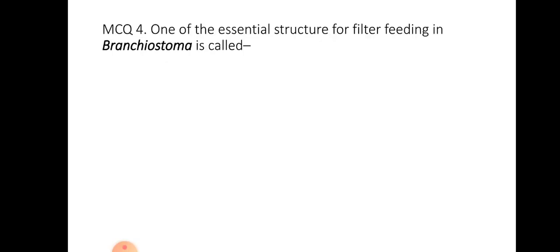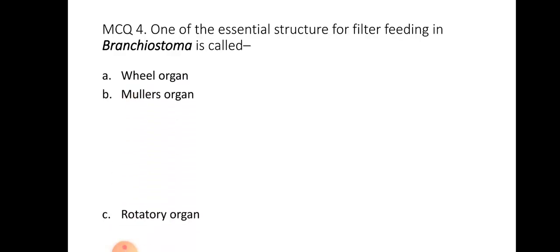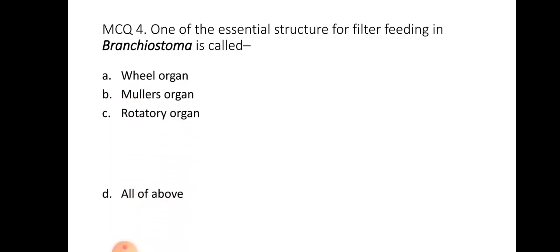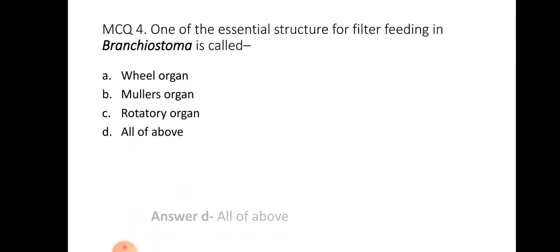One of the essential structures for filter feeding in Branchiostoma is called wheel organ, Muller's organ, rotatory organ, or all of the above. Your answer: all of the above, because they are all essential structures which help in filter feeding. The wheel organ is also known as the rotatory organ or the Muller's organ.